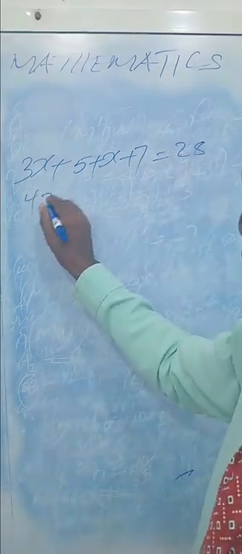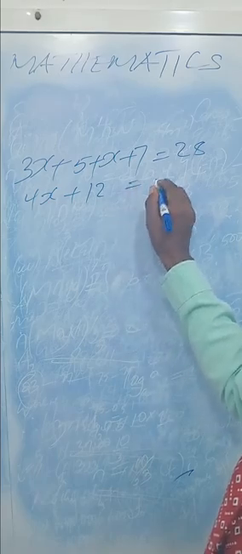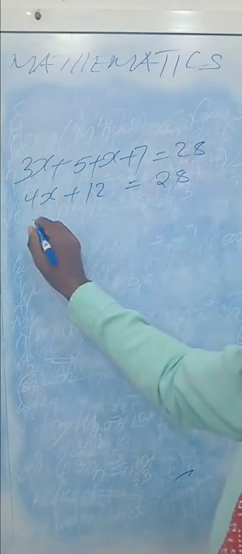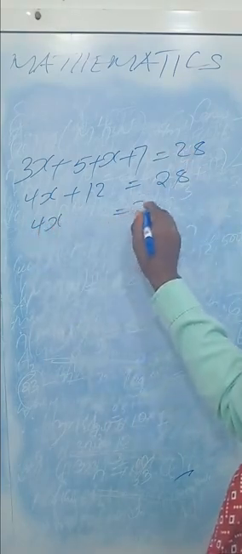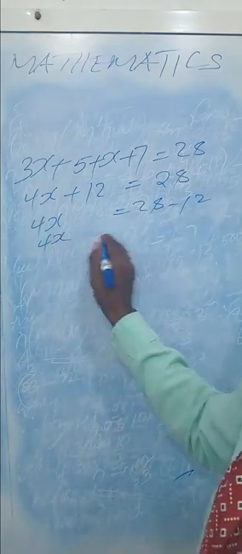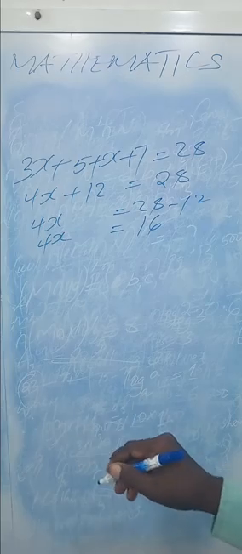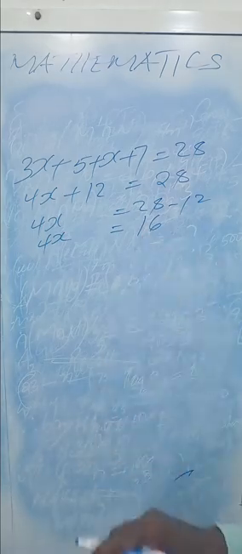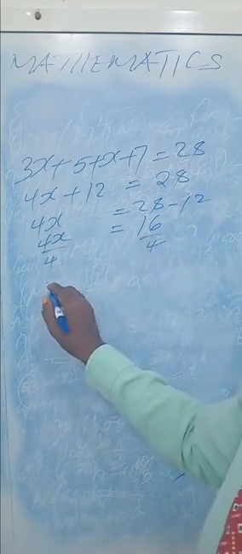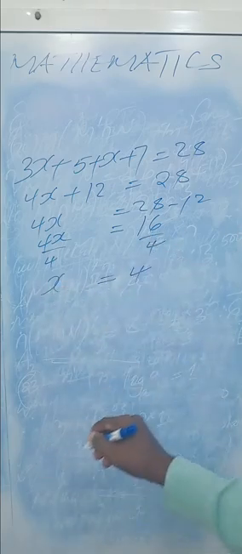So this is 4x plus 5 plus 7, this is 12. This equals 28. Let's take this constant to the other side. So we shall have 4x on this side, equal to 28 minus 12. This is 4x equal to 16. Divide by 4, and we get x equal to 4.